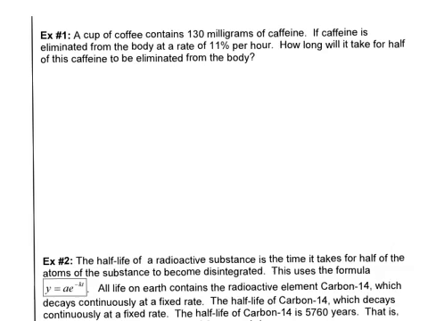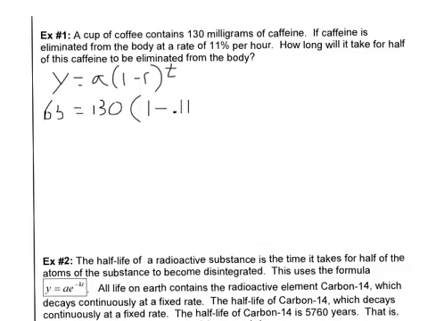So our equation we said was y equals a times 1 minus r to the t power, where a is our starting amount and y is our ending amount. So what did we start with? Well, we started with 130 milligrams, and we want to get to half of that, so that's 65. And we have 1 minus, well, we're decaying at a rate of 11%, so we do 1 minus 0.11, and we're trying to solve for t. Okay, well, 1 minus 0.11 is 0.89, and if I divide both sides by 130, 65 divided by 130 is just 1/2, so we get 1/2 equals 0.89 to the t power.